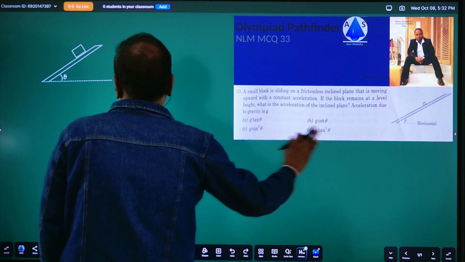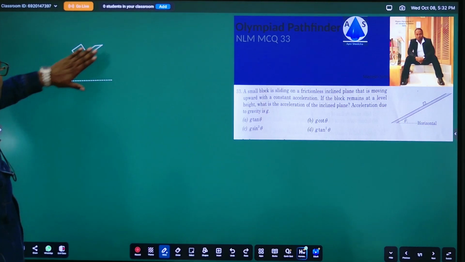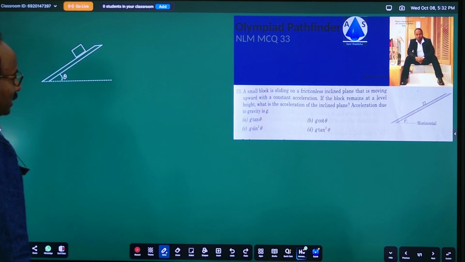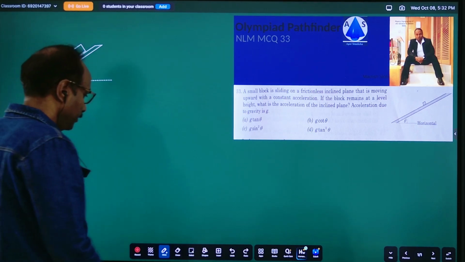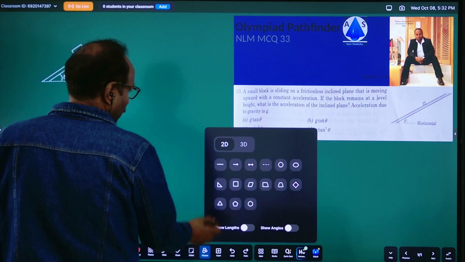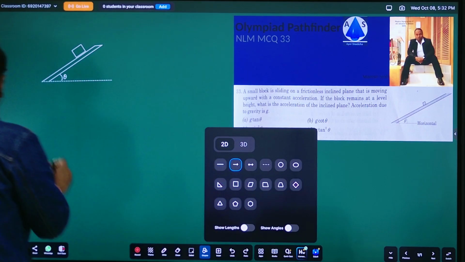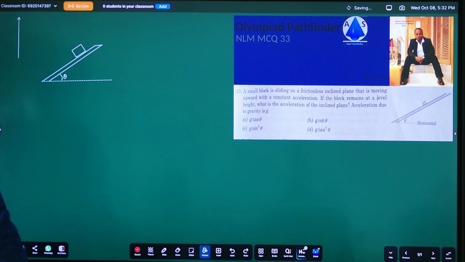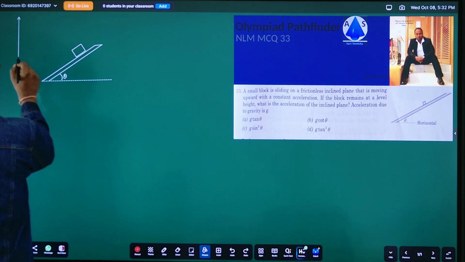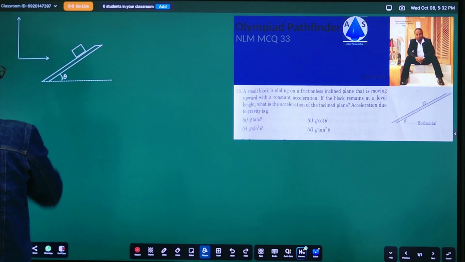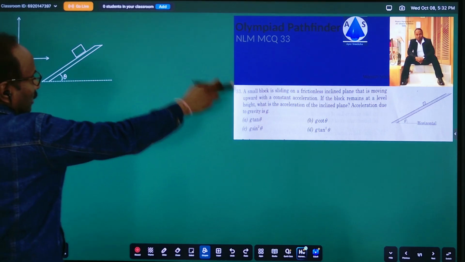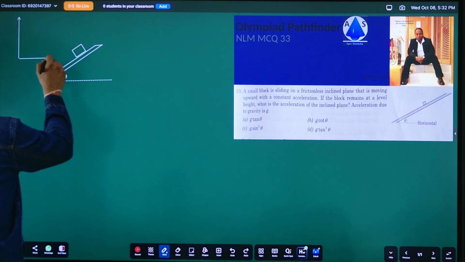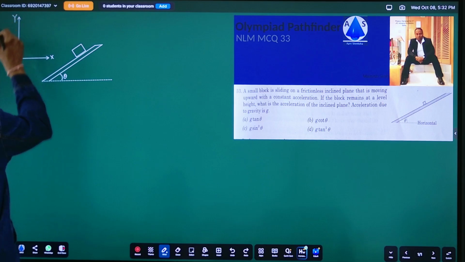So we have made this diagram over here. This is your inclined plane, this is the block. The inclined plane is making angle theta with the horizontal. Let us first choose our axes. The positive y-axis is in the vertically up direction. The positive x-axis is in the rightward horizontal direction. So this is x, this is y.